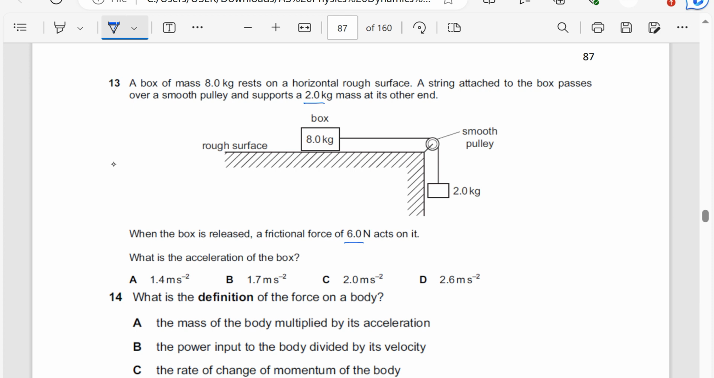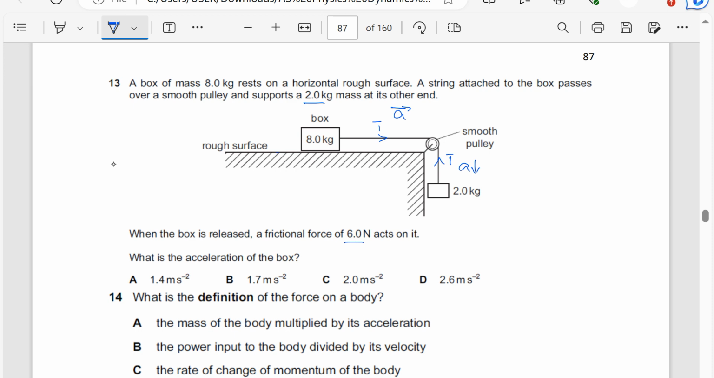First of all, there must be tension in this string. Because it is the same string, the tension here is the same as the tension there, but in opposite directions. If there's an acceleration, then the box must be accelerating in that direction, and of course the 2 kilogram mass must be accelerating downwards.